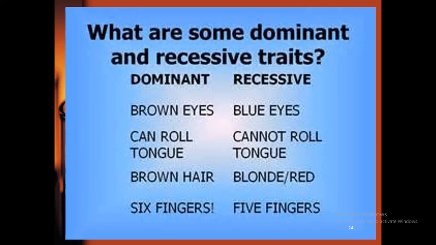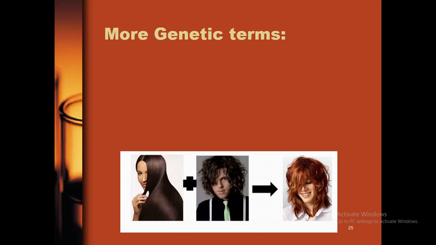So in humans there are some alleles which are dominant. For the eye color gene, the dominant is the brown one and the recessive is blue, and the tongue roller is the dominant trait and non-tongue roller is the recessive trait. Brown color is the dominant one for hair, however blonde or light colored hair is a recessive trait. 6 fingers is a dominant trait and 5 fingers is a recessive trait.